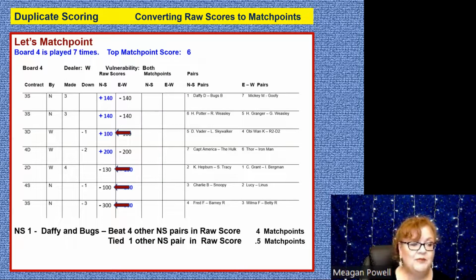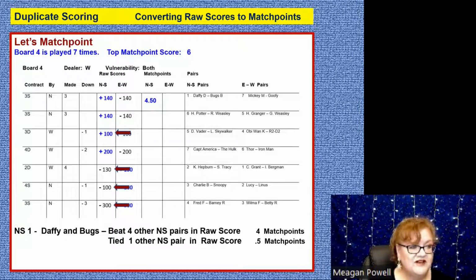So you beat four other north-south pairs, and you did tie one north-south pair. So you get four match points for the people you beat. You get a half a match point for the pair that you tied. And so north-south line one, Daffy and Bugs gets 4.50. You could just make it 4.5, but I like two decimal places. 4.50 in match points. So far, so good.